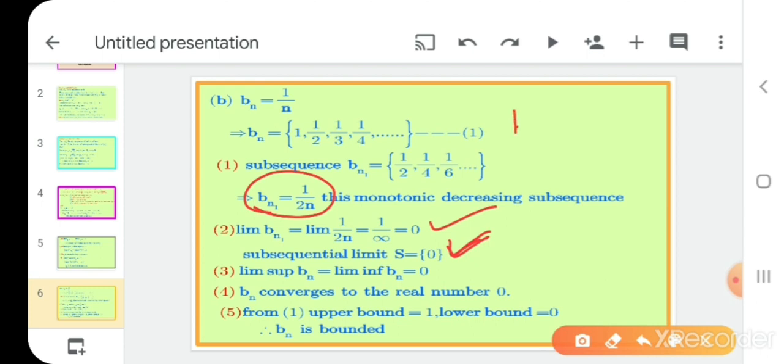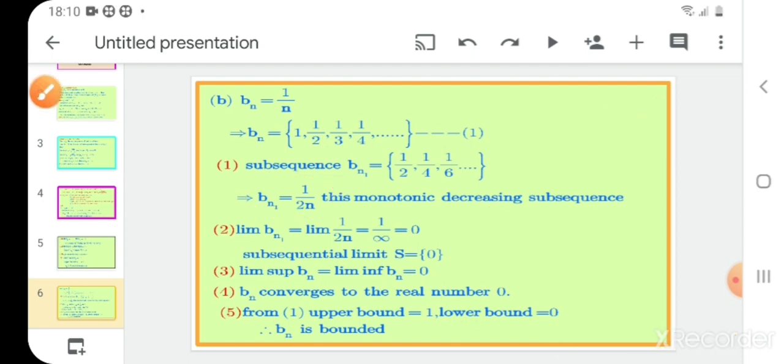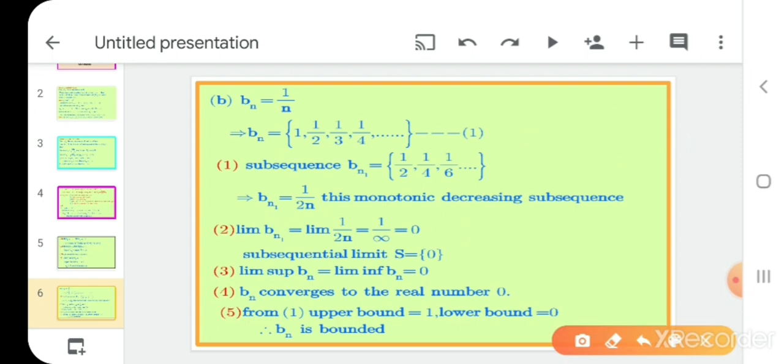Of course, we take another subsequence like only odd numbers: 1, 1 by 3, 1 by 5. Here also we get the same limit 0. So, therefore, the set of subsequent limits is 0. Second point also completed. Third point is limit supremum of the given sequence Bn and limit infimum of Bn.